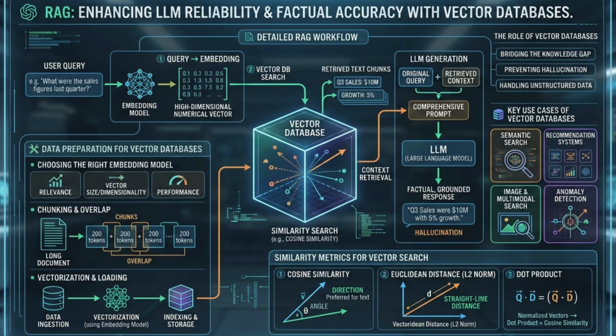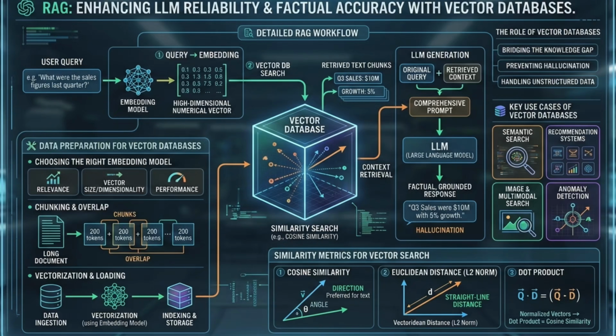And lastly, we have the dot product. The dot product is the simplest form of vector comparison. It is the sum of the products of the corresponding components of the two vectors. If the vectors are normalized, the dot product is exactly equal to the cosine similarity. This is an efficient optimization used by many vector databases, as calculating the dot product is faster than the full cosine formula.